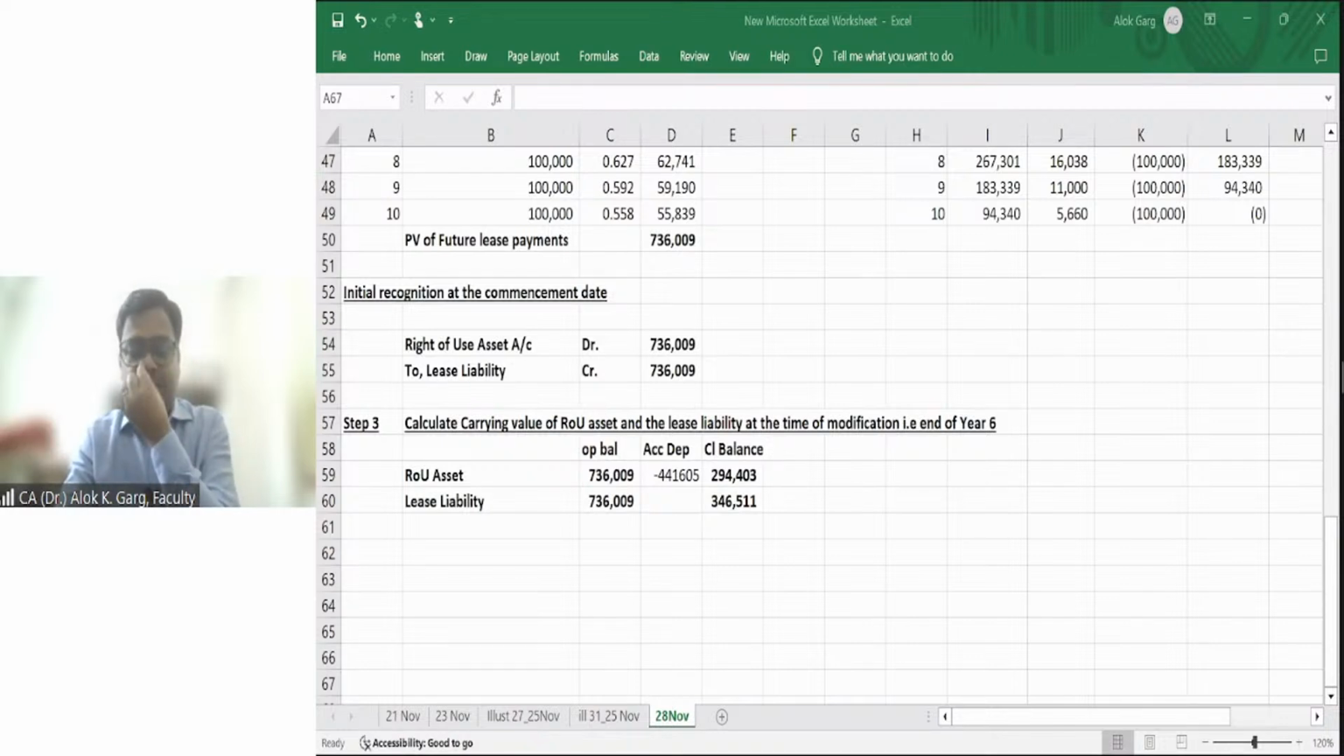Then what is my step number 4? Now, friends, I have computed the carrying value of my asset, carrying value of my liability at the date of modification. Now, I need to remeasure my lease liability on the date of modification on the basis of revised lease terms. So, step number 4 is calculate revised lease liability on the basis of revised lease terms on the date of modification.